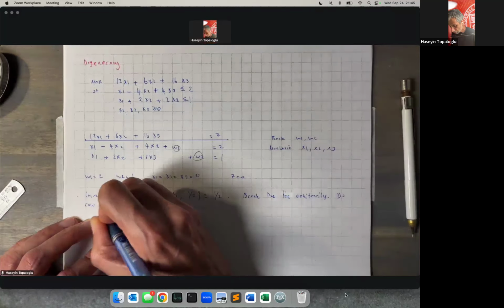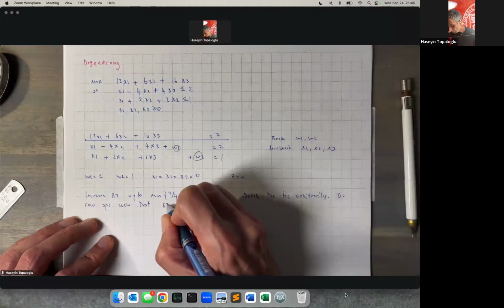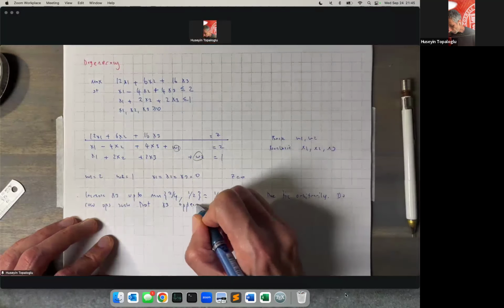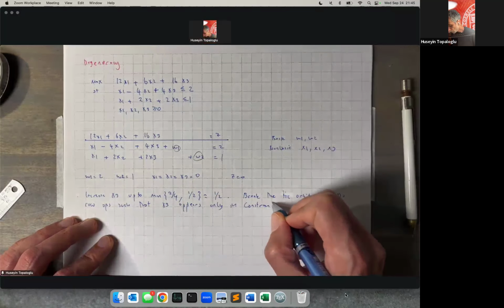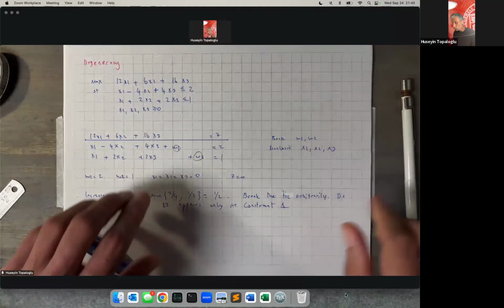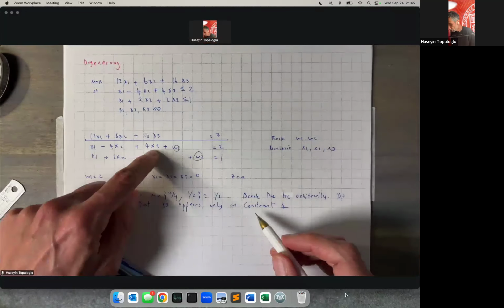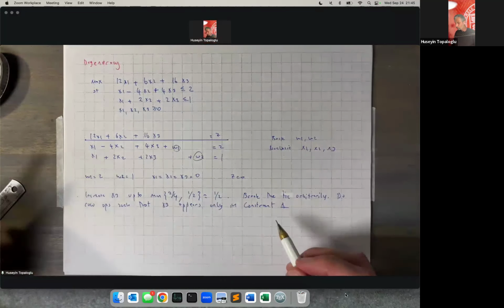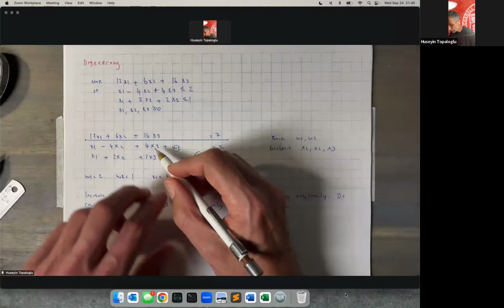Do row operations such that x3 appears only in the first constraint row. We want x3 to appear only in the first constraint row. We're going to do row operations such that x3 appears only in the first constraint row.